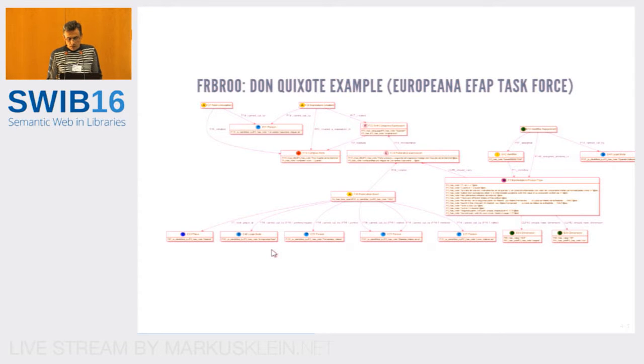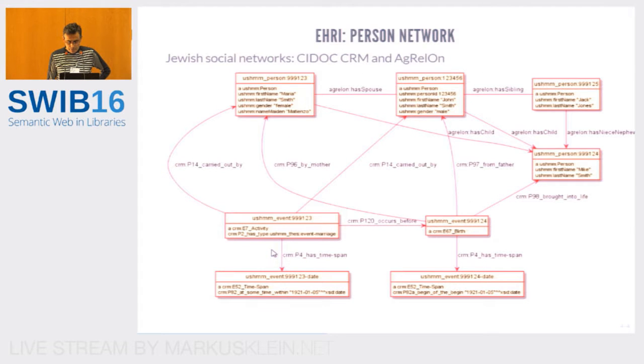This is from the Europeana Task Force on FRBROO. And FRBROO is a CIDOC CRM extension for bibliographic data. If you have four classes in FRBR, you have, I think, about 35 in FRBROO. So here's some works after Don Quixote and, you know, the various connections between them and so on and so forth, a rather complex network.